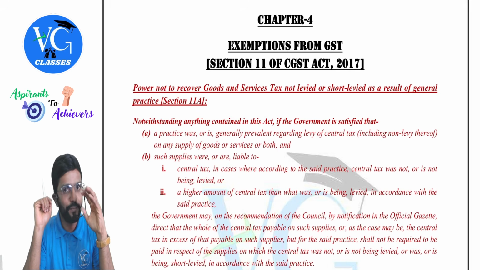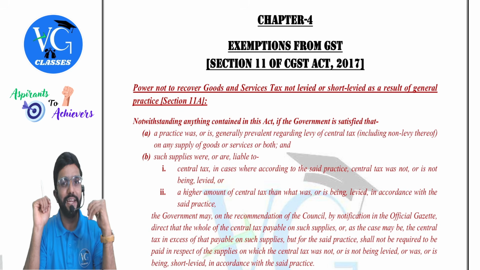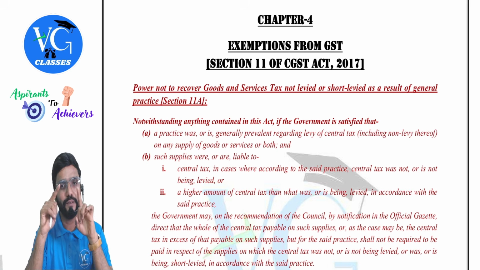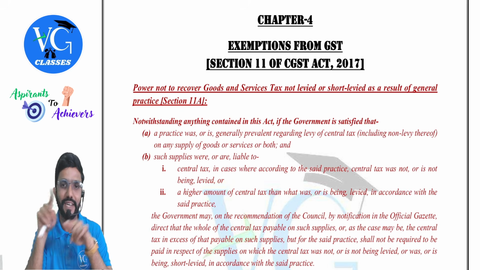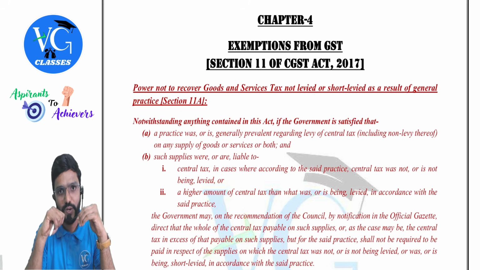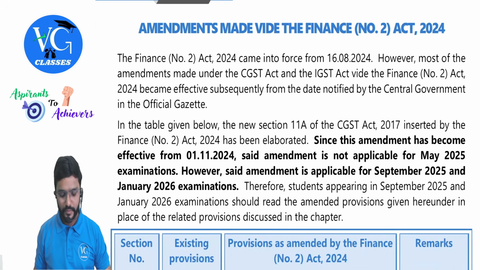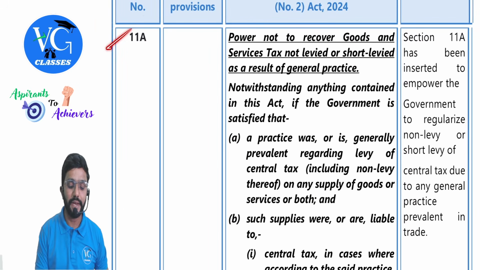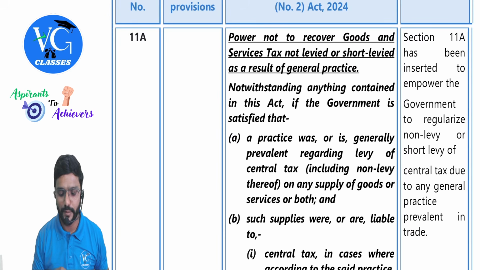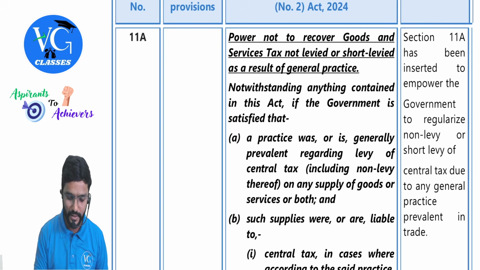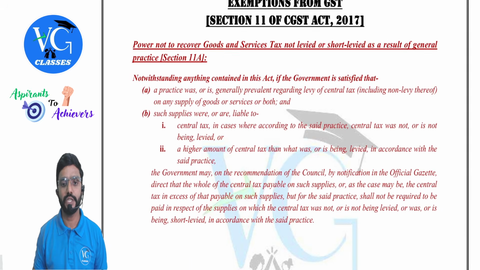Please be careful, guys. I repeat once again: as per my study material or provision book, chapter 4 talks about exemption and chapter 5 talks about place of supply, whereas in the ICAI material, it is reverse. So what is this? They have added a new section, 11A. Section 11 talks about exemptions, which gives powers to the government to notify any goods or services which are exempt from GST. Now they have added one new section, 11A.